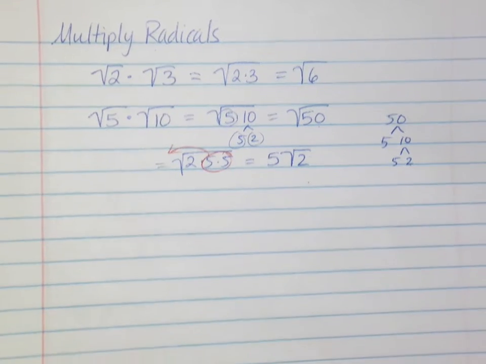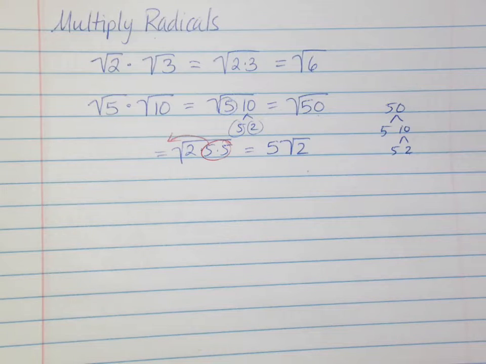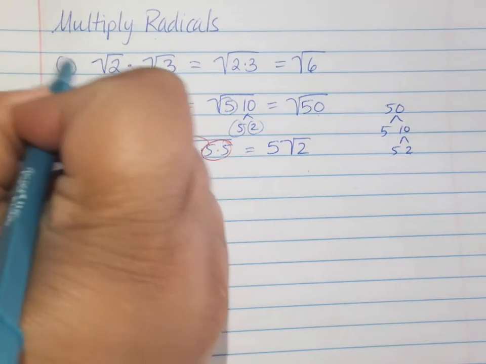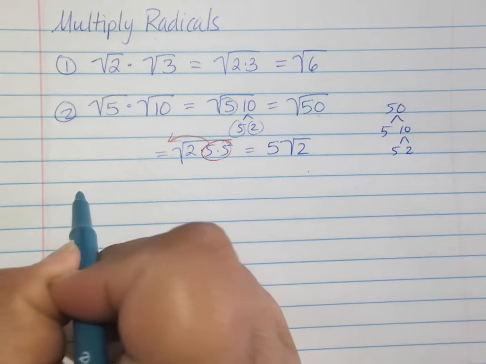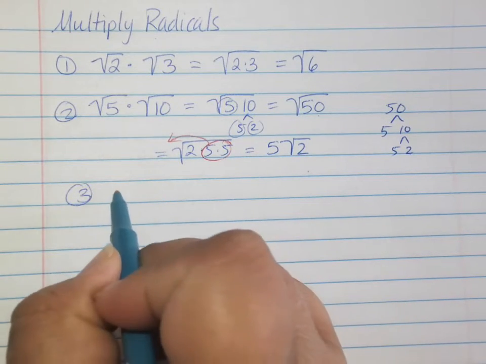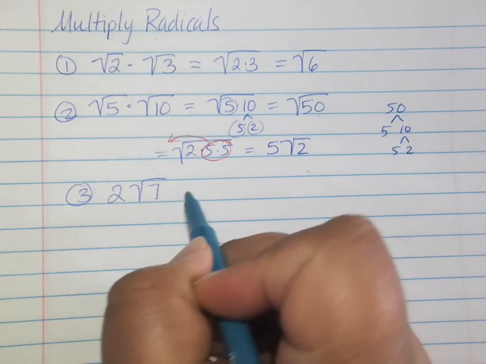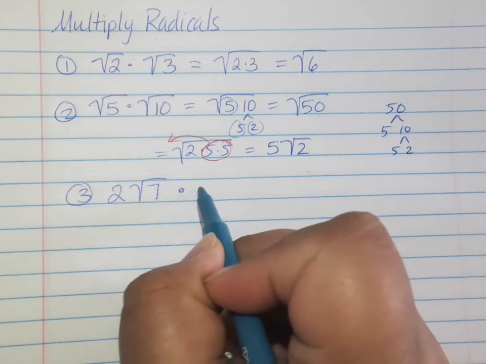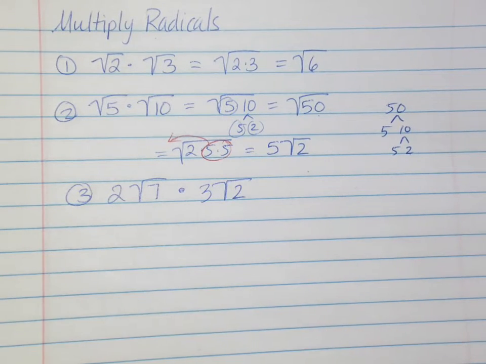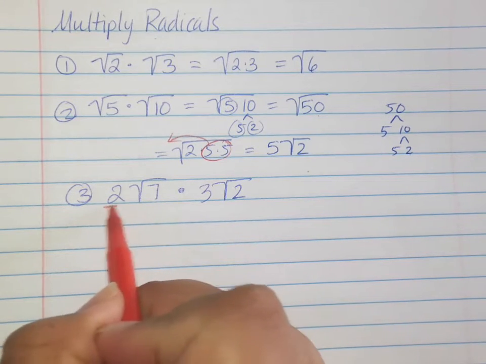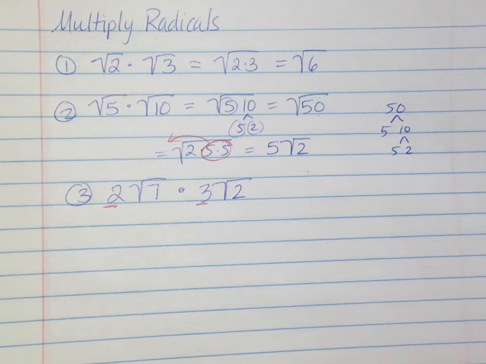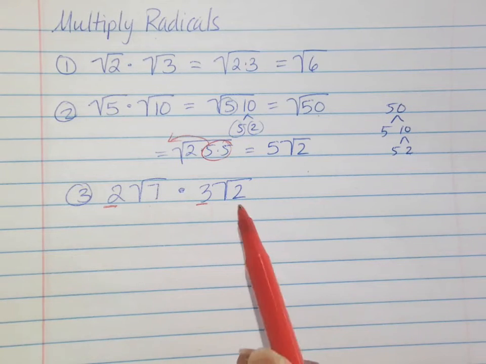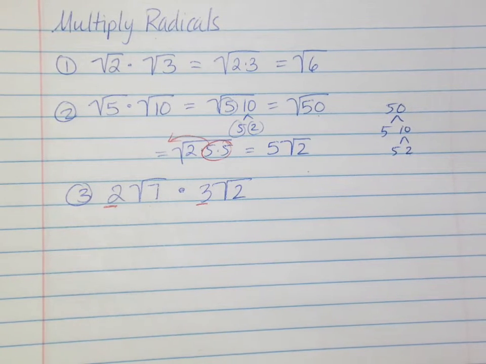Okay, I'm going to show you one if you have numbers on the outside of the radical. So this is example 3. Let's say we have 2 square roots of 7 times 3 square roots of 2. Okay, so the way you can look at this is the outside numbers multiply with the outside, the inside numbers multiply with the inside, and then we could worry about simplifying.